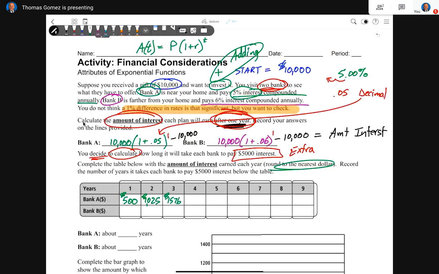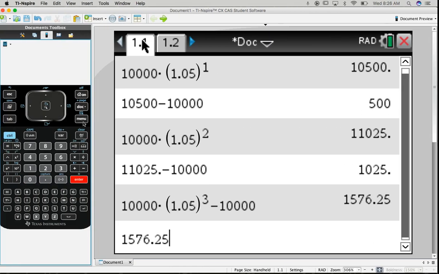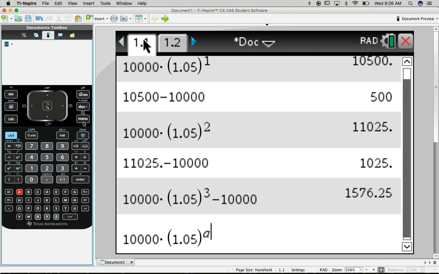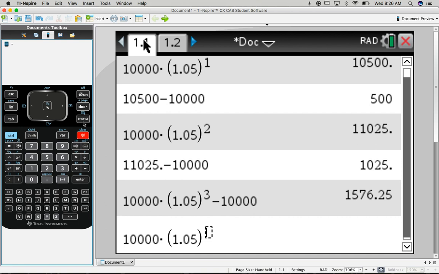Now, real quick, I want to show you how you can program a calculator to do all this for you, but you have to understand the math. Otherwise, when you type in the equation that you want to save program-wise, you're going to get incorrect answers, okay? So here's how we're going to start. We started at $10,000. We know that it's accruing 5%. But the variable that's changing is this 3. It went from 1 to 2 to 3.